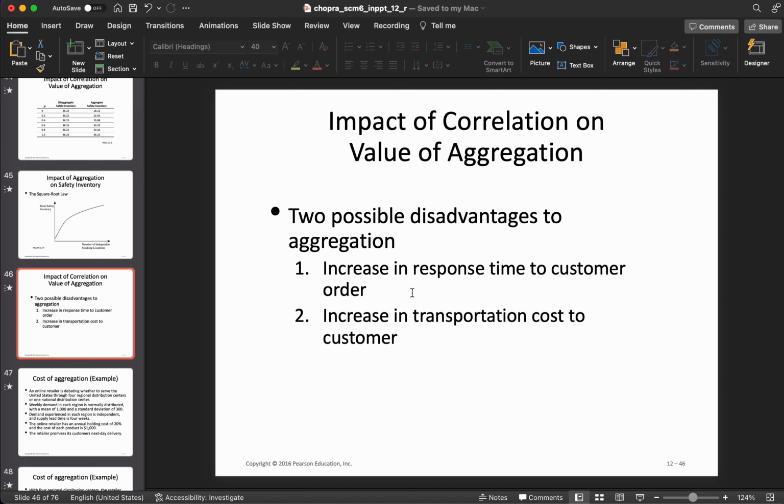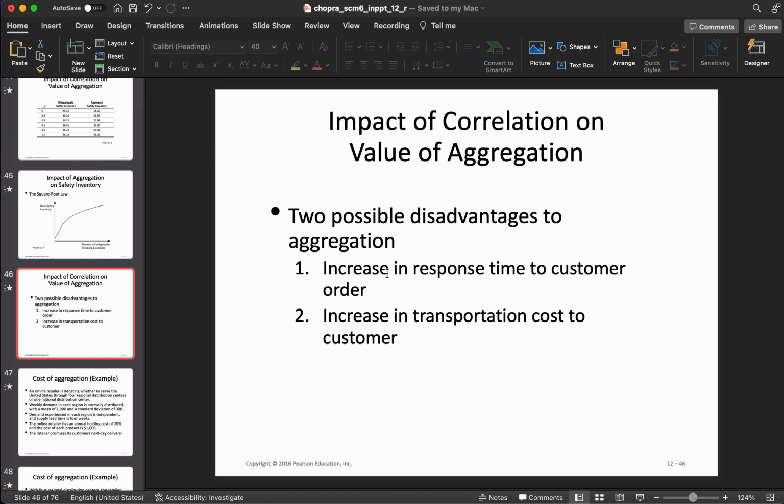Now, there are two possible disadvantages to doing aggregation. One is that the response time to customer orders will be higher because instead of having multiple service centers, you have a single service center, so all your customers have to come to a single place. Or if you're shipping things to customers, then having multiple service centers means that you have multiple places from which you can ship, so your transportation costs will be lower. But if you have a single place from which you're shipping everything, your transportation costs will be high, right?